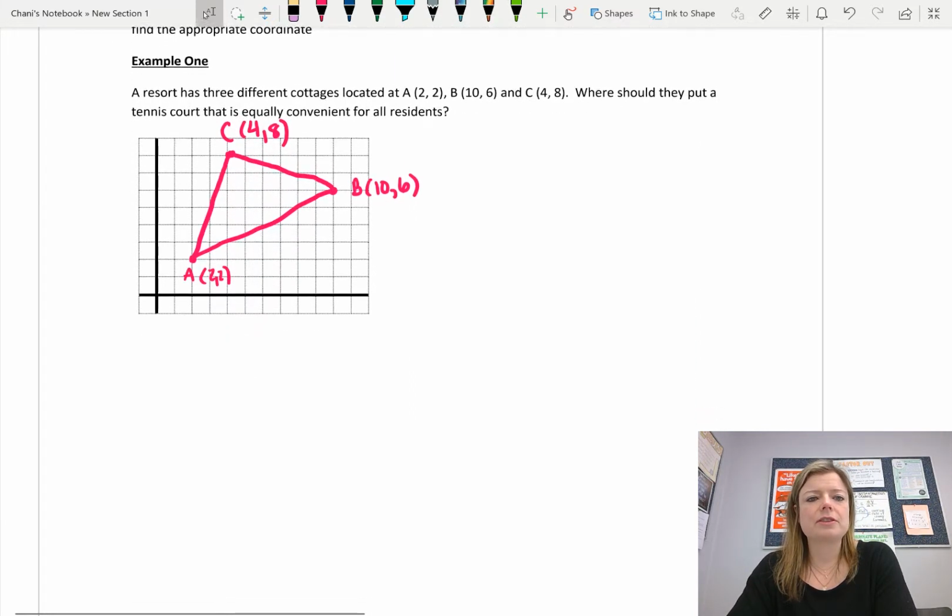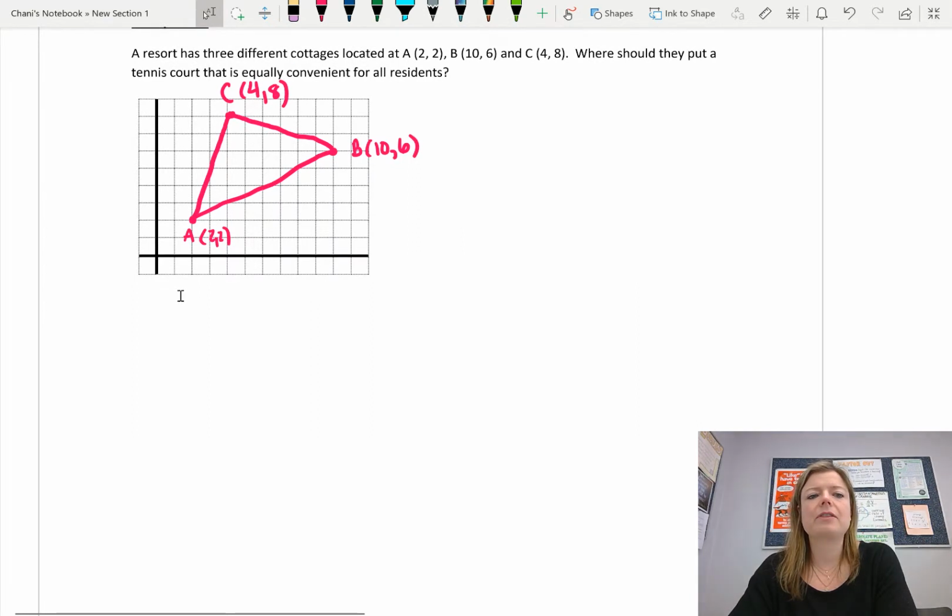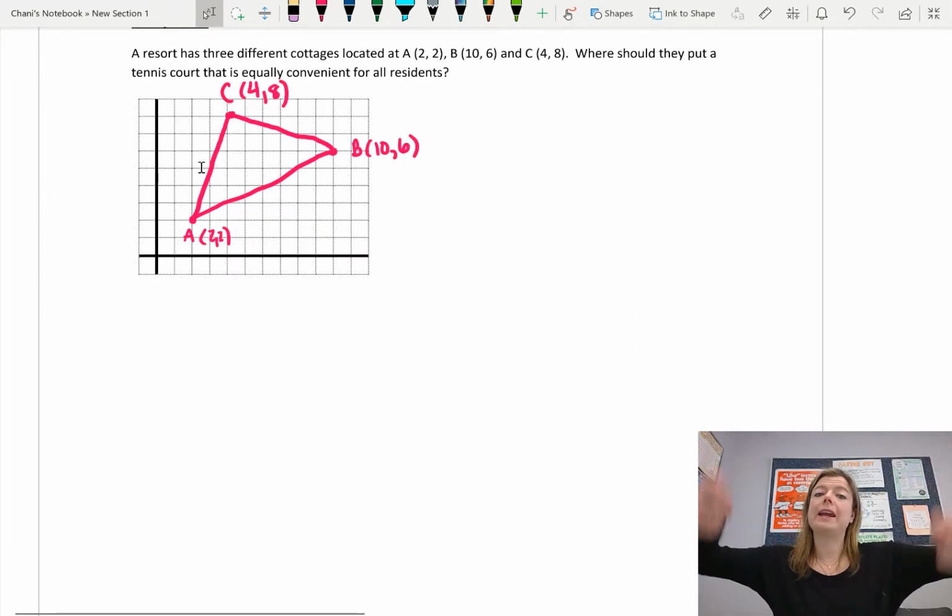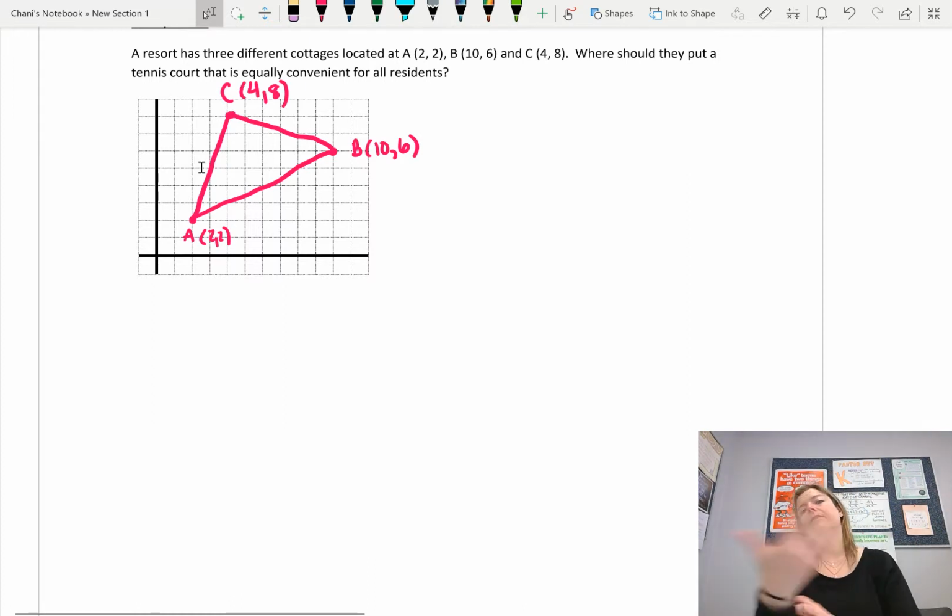So our first question has a resort with 3 different cottages. And so you can imagine a grid being laid over the map of a cottage resort or whatever, and that the 3 different cottages would end up at these 3 coordinates. Obviously, in the real world, things aren't going to be quite as pretty and exact, but we use these numbers again just so you have practice coming up with solutions to similar problems.